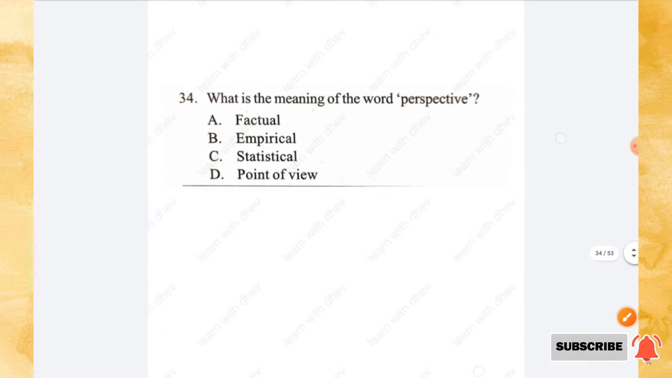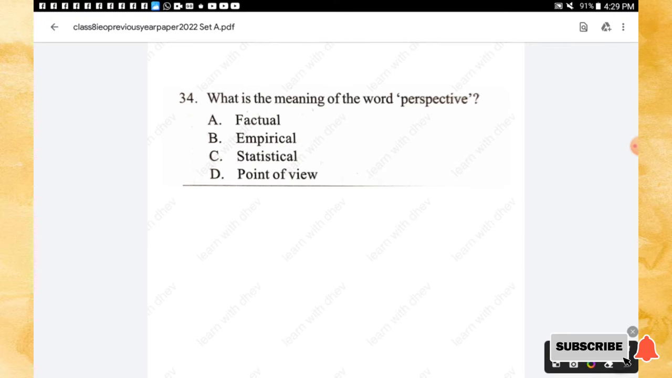Question number 34. What is the meaning of the word perspective? Options are factual, empirical, statistical, point of view. The answer is option D, point of view.